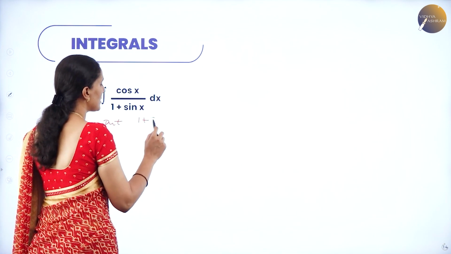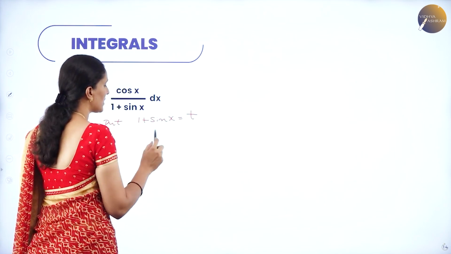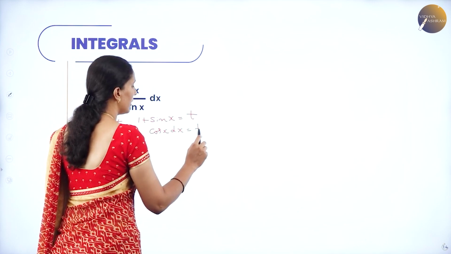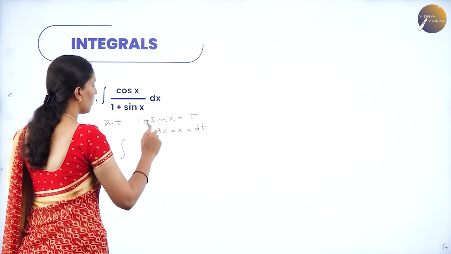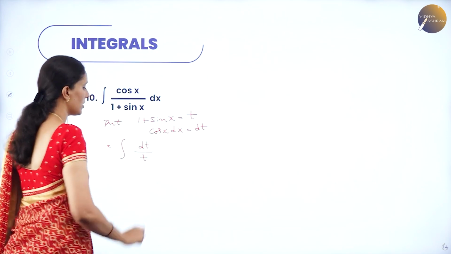Put 1 plus sin x is equal to t. What is the derivative of sine? It is cos. So cos x dx is equal to dt. So now here we have integral of, so cos x dx can be written as dt divided by t.